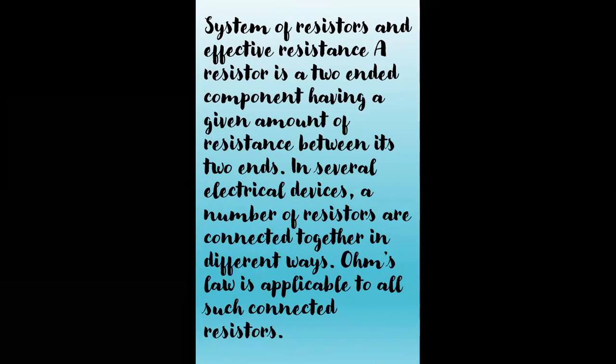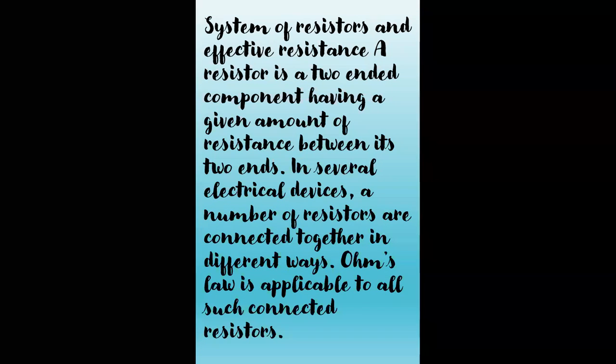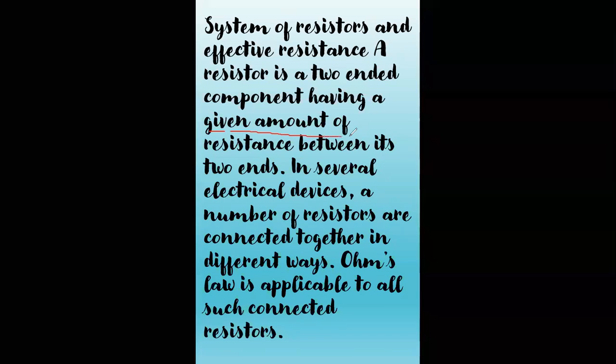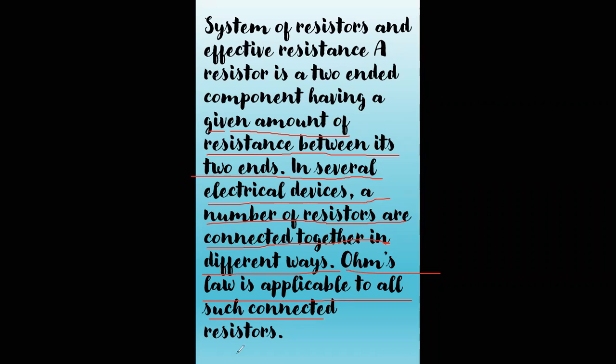Now the system of resistors and effective resistance. A resistor is a two-end component having a given amount of resistance between its two ends. In several electrical devices, a number of resistors are connected together in different ways. Ohm's law is applicable to all such connected resistors.